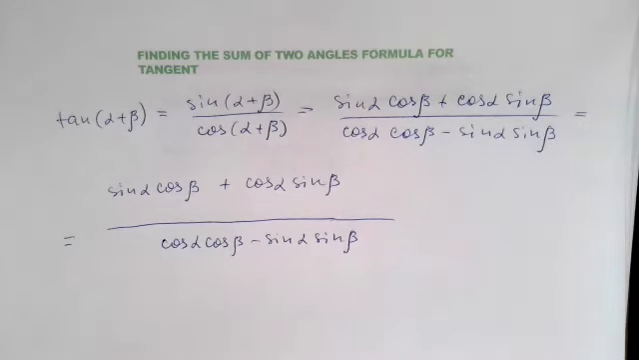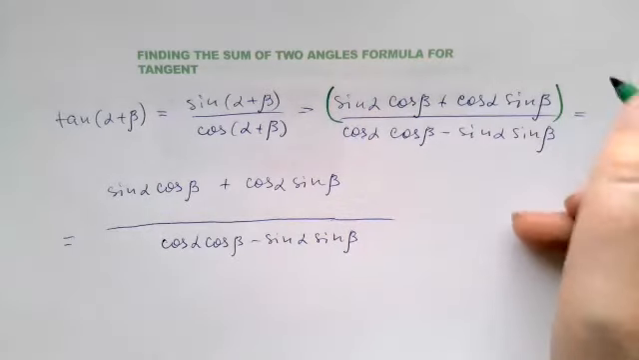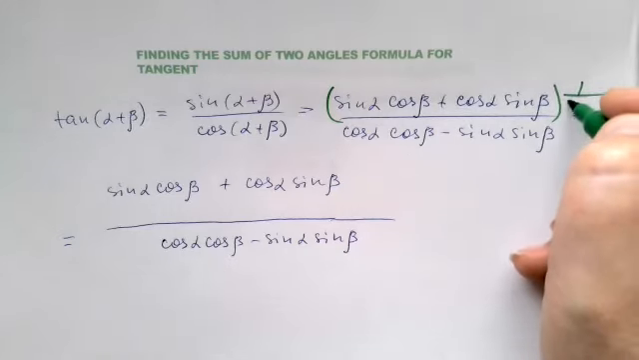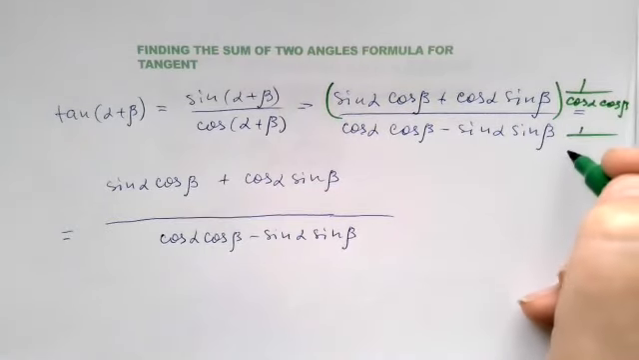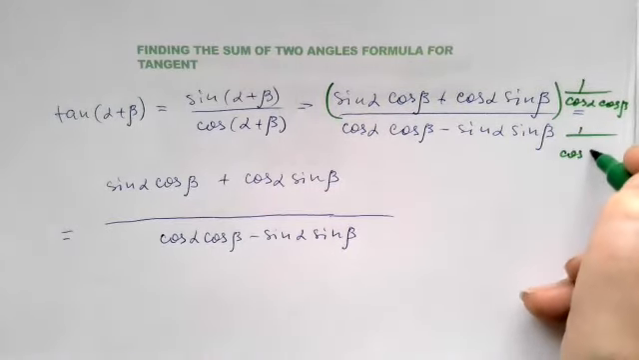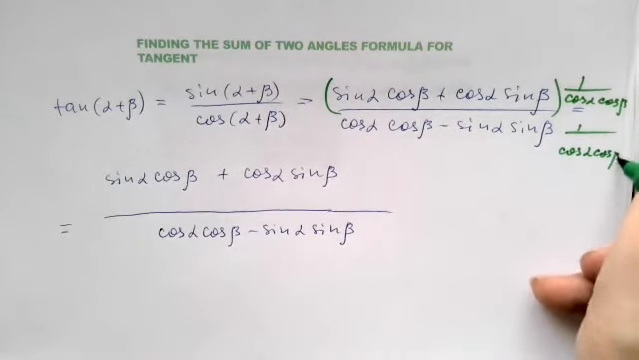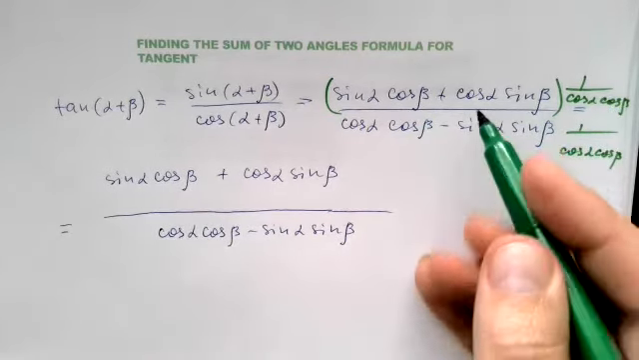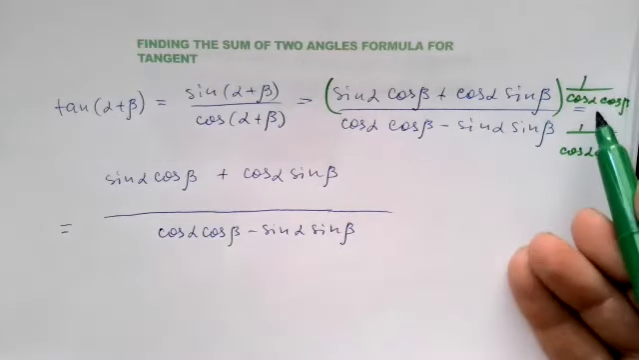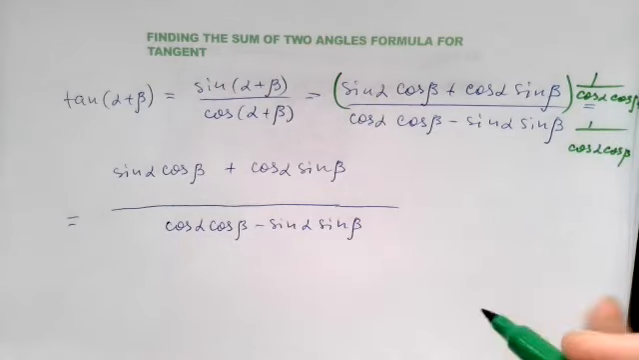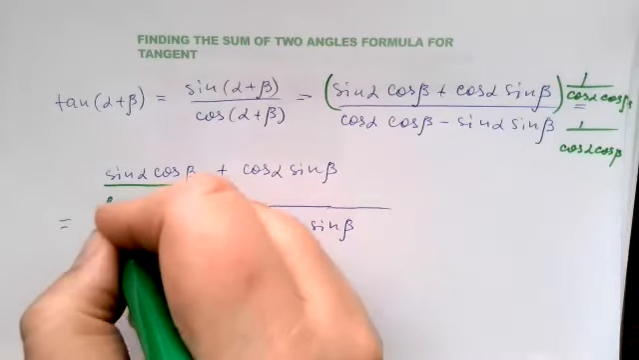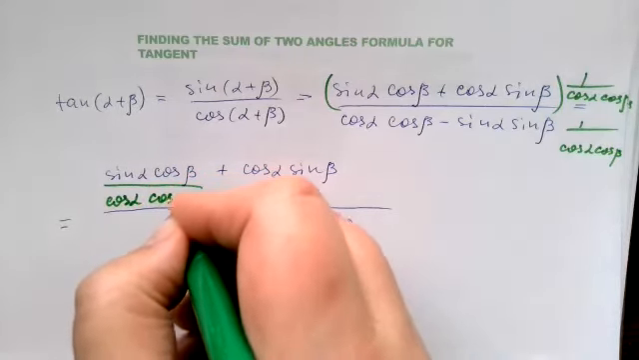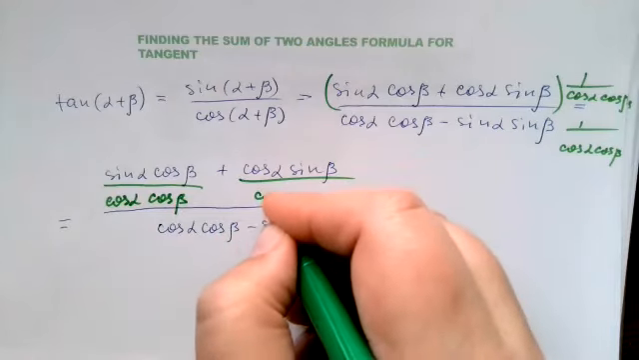Or we could write it as we're multiplying the numerator by 1 over cosine alpha cosine beta, and we're going to multiply the denominator by the same thing. So essentially, when we factor it in, each term is going to be divided by cosine alpha, cosine beta, each term in the numerator and each term in the denominator. So that's why I already have it here written like this.